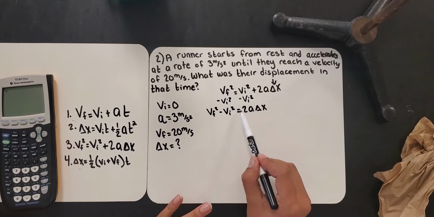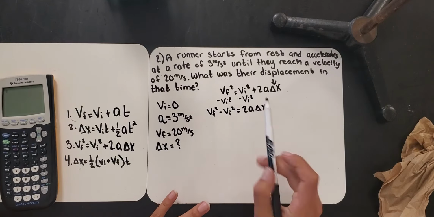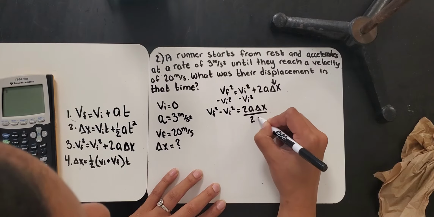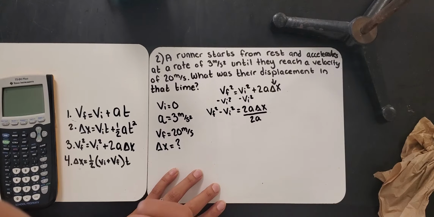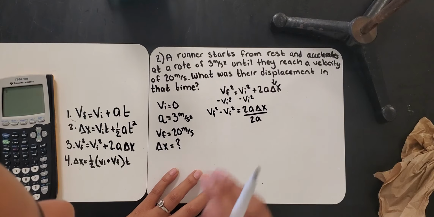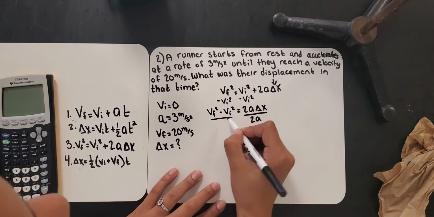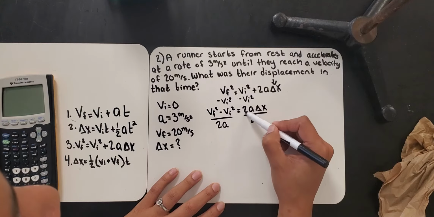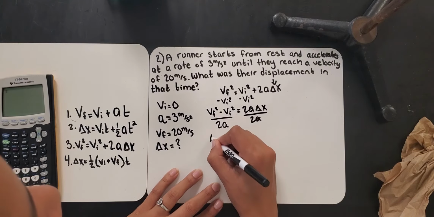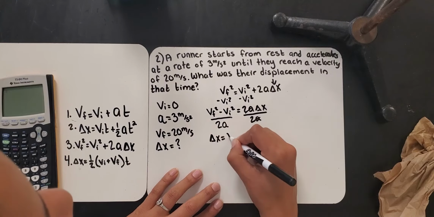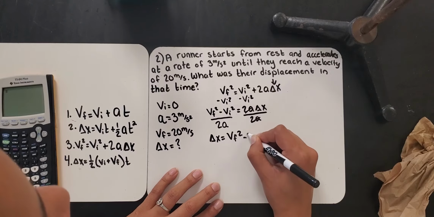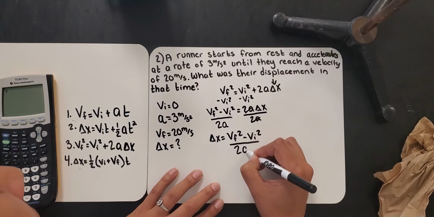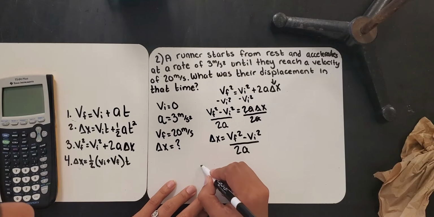Now I need to get rid of this 2 and this a. So this is all multiplied together, so I can actually just divide by this 2a. If you want to do it in 2 steps, you can, if that helps you out. If you want to divide by 2, then divide by a, but you can just do it all in one step. And see, these would cross out. So now we're left with displacement is equal to final velocity squared minus initial velocity squared over 2a.